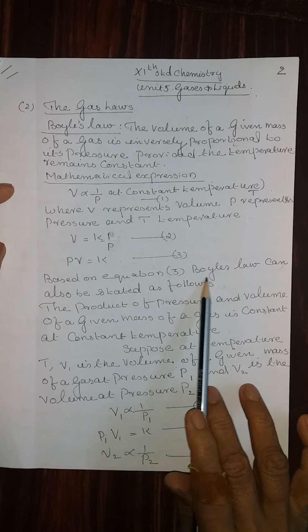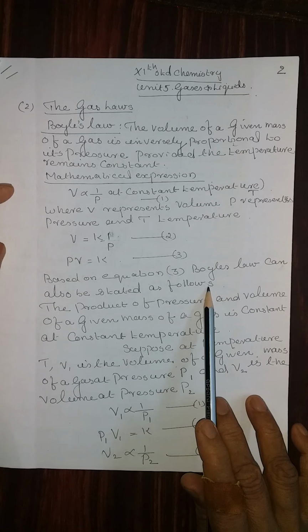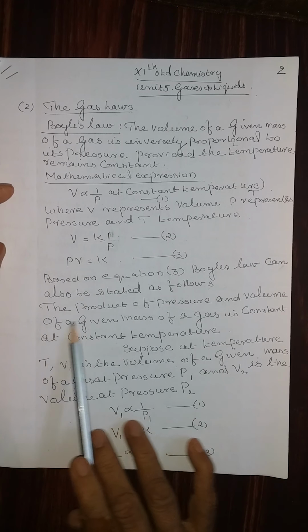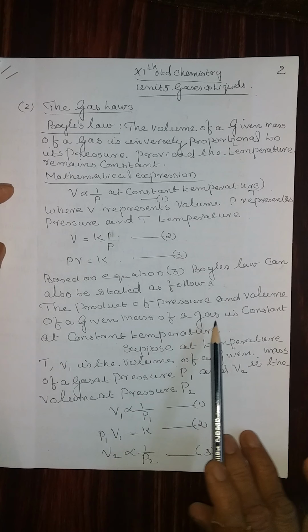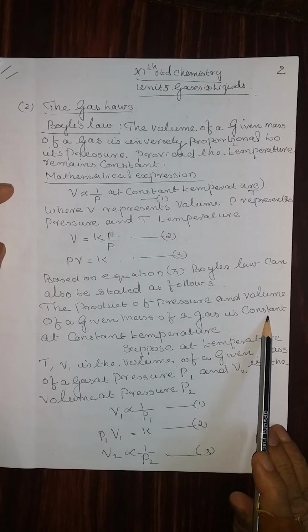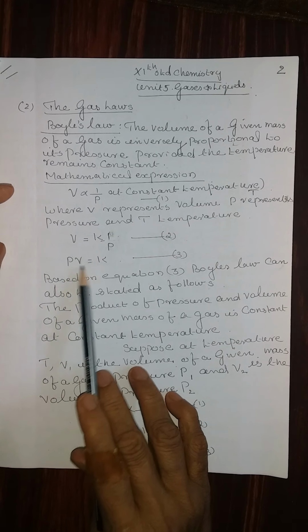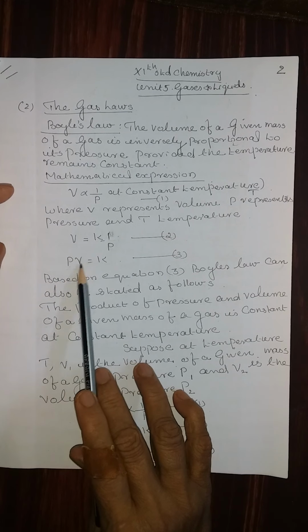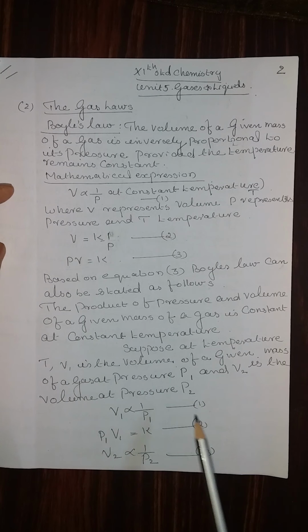Based on equation 3, Boyle's law can also be stated as follows. The product of pressure and volume of a given mass of a gas is constant at constant temperature. That is, the product of pressure and volume, PV, is a constant.